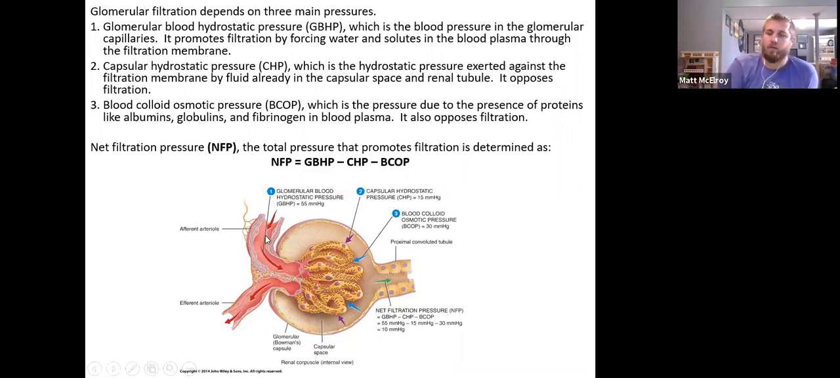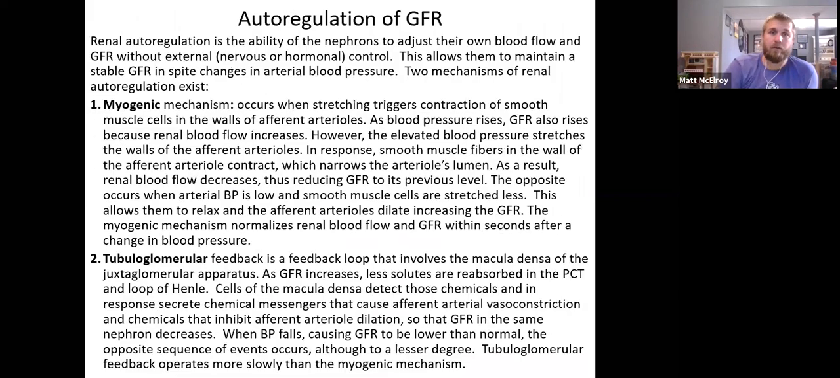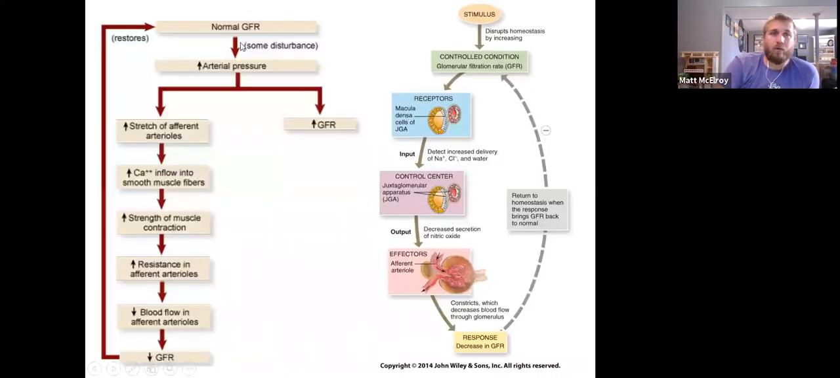And so we vasoconstrict essentially those afferent arterioles. And as a result, GFR reduces to its previous level. That's essentially what we're showing in this segment of our figure. Arterial pressures go up, causing GFR to go up. The afferent arterioles stretch, and now it goes into a little bit more detail. But ultimately, we constrict the afferent arterioles so blood flow goes down in them and GFR goes down, and thus restores our normal GFR. This is an example of negative feedback.